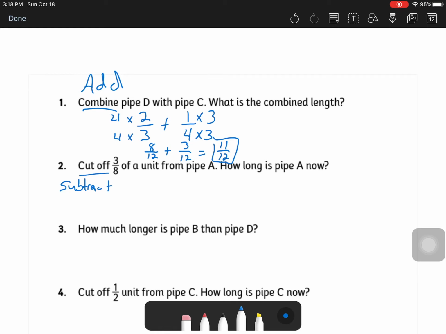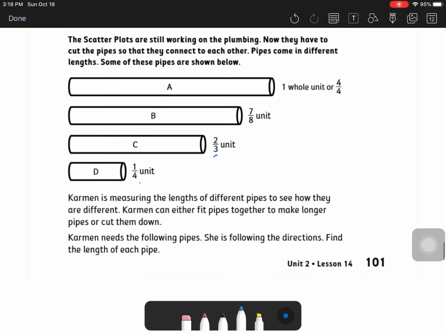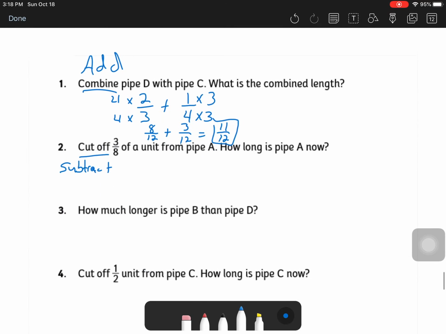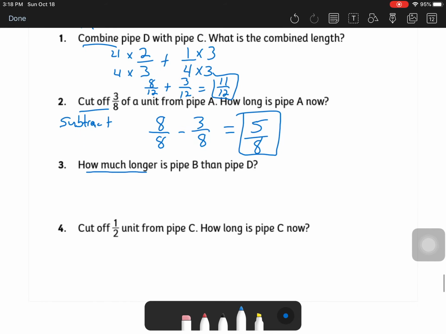Okay, here it says cut off, so that's going to be subtract, right? So we're going to cut off 3/8 from pipe A. Well, let's see, how long was pipe A? So A was 1 whole unit, right? If we have 1 whole unit, we're going to call that 8/8, and we're going to cut off, or subtract, 3/8. It's going to leave us with 5/8.